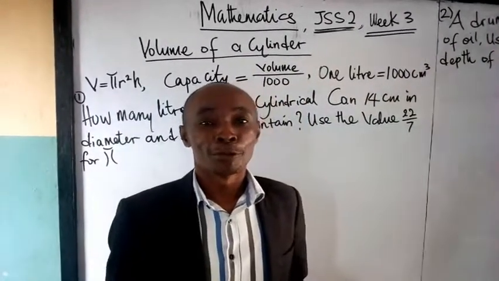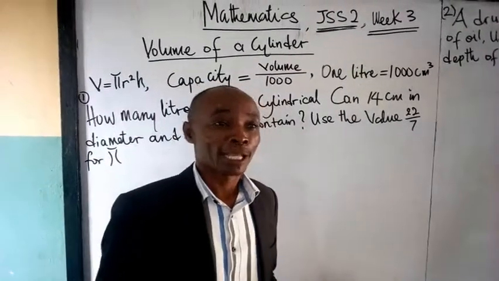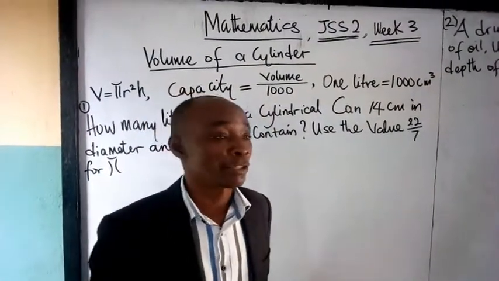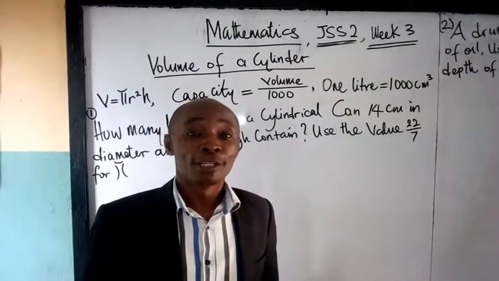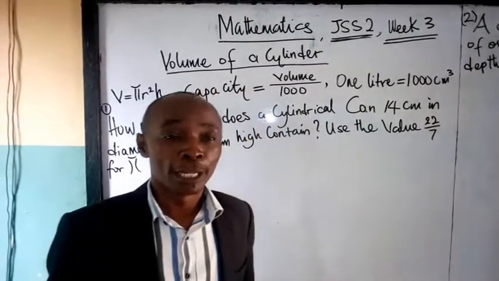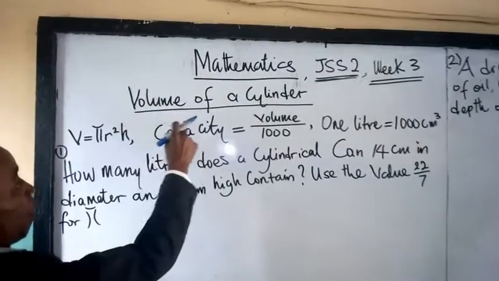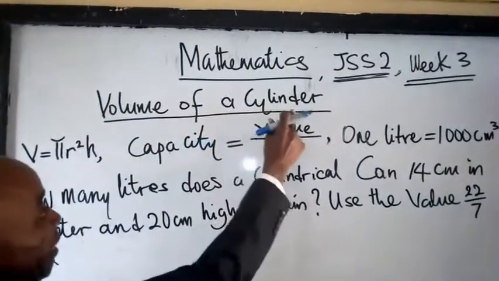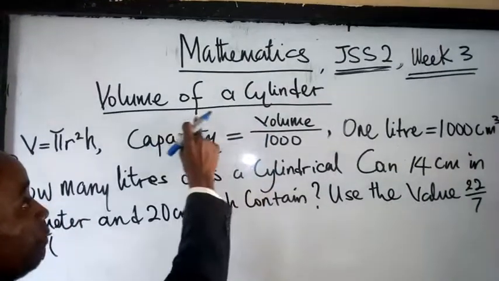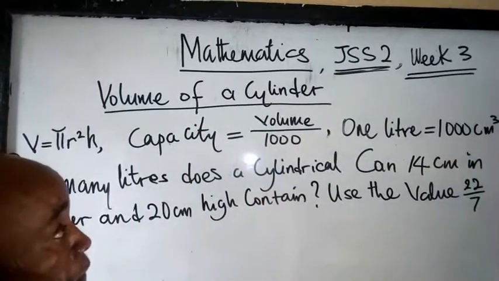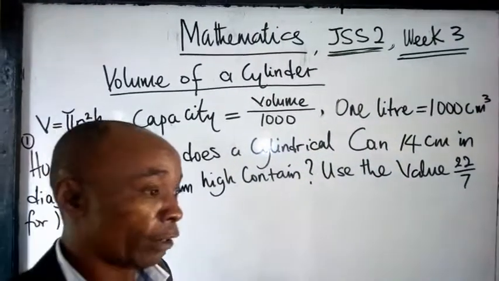Today we are going to take a look at another interesting topic in mathematics. In our last class, we were talking about how to find the surface area and the total surface area of a closed cylinder. Today we are going to take a look at the volume of a cylinder, how to calculate the volume of a cylinder. And this topic is just two topics, and we are in week three of it.